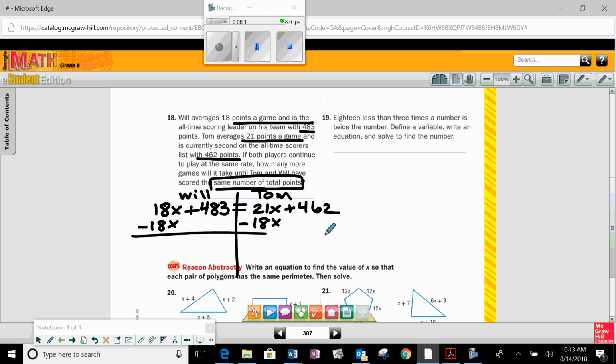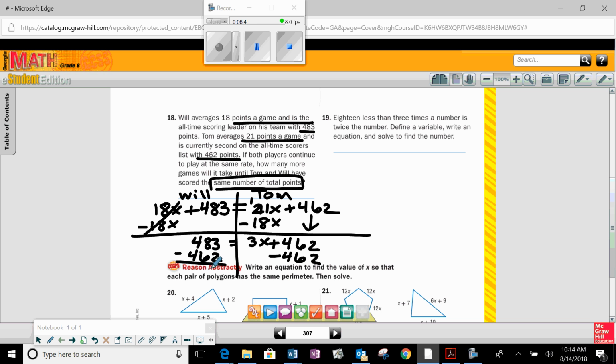from both sides. So I'm going to borrow from the 1, from the 2. So 11 minus 8 is going to be 3x. And I'm going to bring down my 483, bring down my 462. Now I need to get my constants, or the total number already scored, on the same side. So I'm going to subtract 462 from both sides.